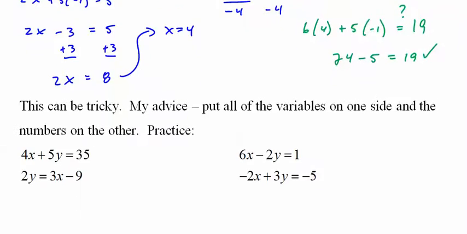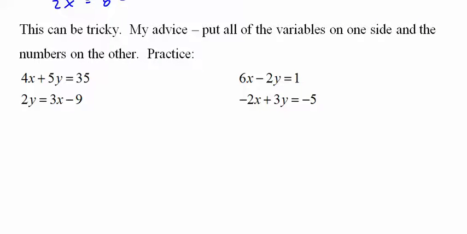So this is tricky, but my advice is to put all the variables on one side and the numbers on the other and go from there. So for example, here, keep the top one the same. Just rewrote it. And then I'm going to subtract 3x from both sides.